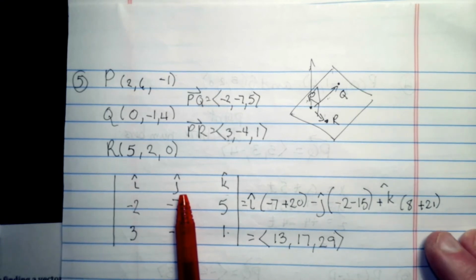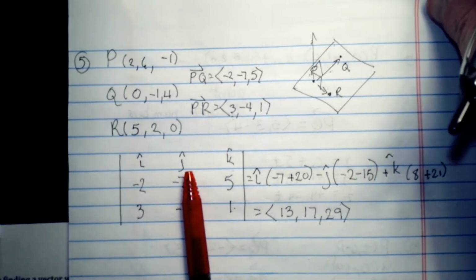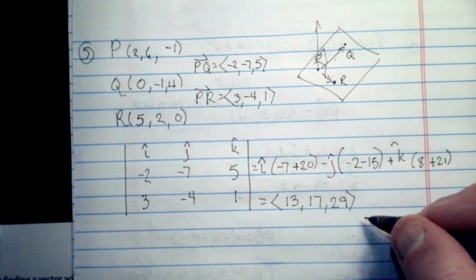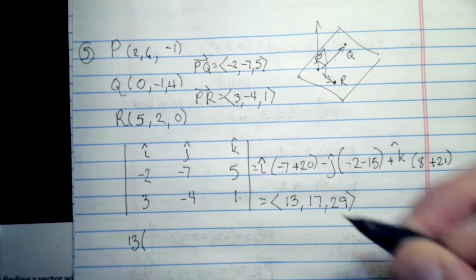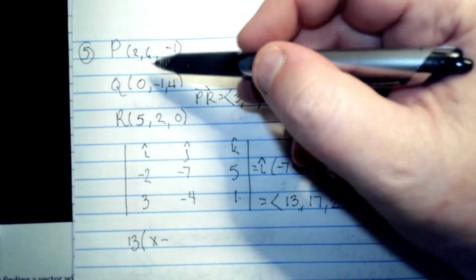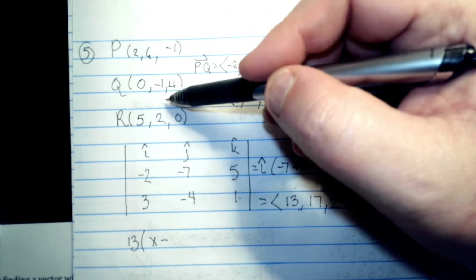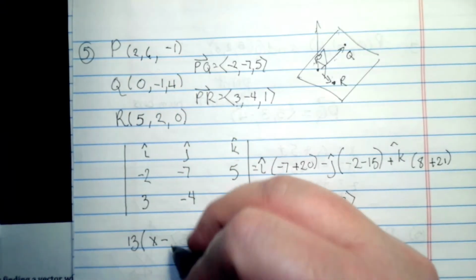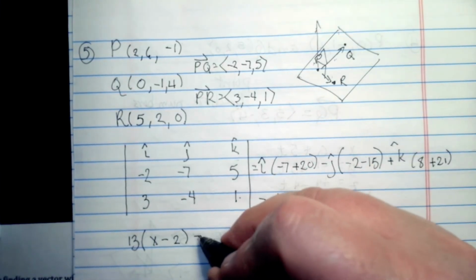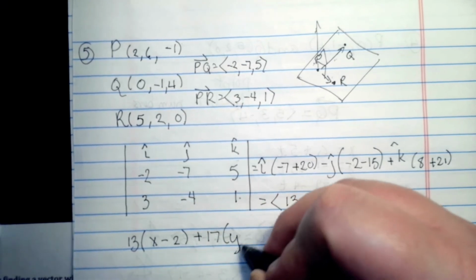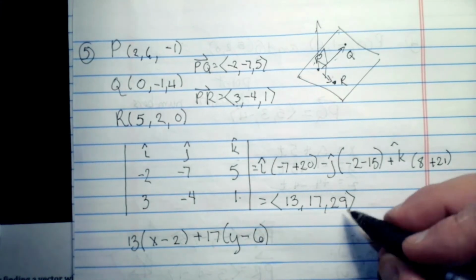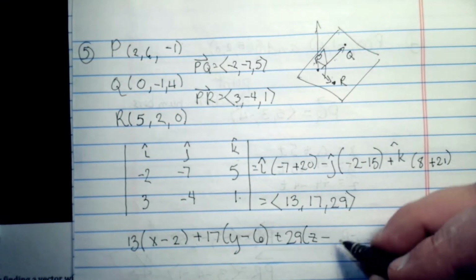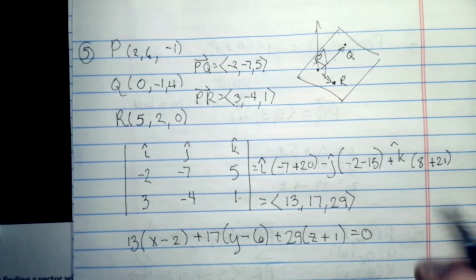Well, we've done the hard part. Now all we have to do is put together the equation of the plane. And so we're going to take the components of the normal vector. The 13 we're going to multiply by x minus the x-coordinate of any of these 3 points. It doesn't matter which one we pick, as long as we use the same point for all 3 parts. So I'm going to go with the first one. So I'll have x minus 2. Then the y component would be 17, times y minus the y coordinate here. And then the z component would be 29, times z minus that z coordinate. Z minus a negative 1 would be z plus 1, and that's going to be equal to 0.